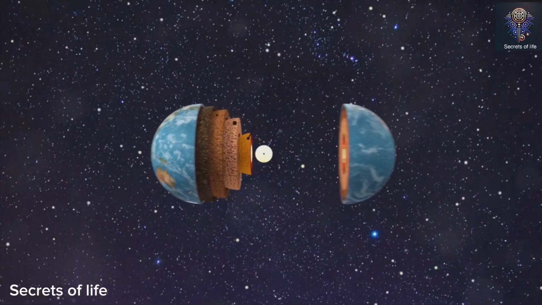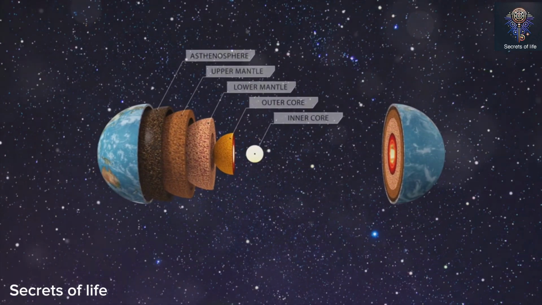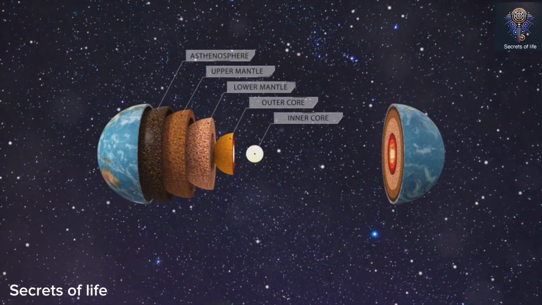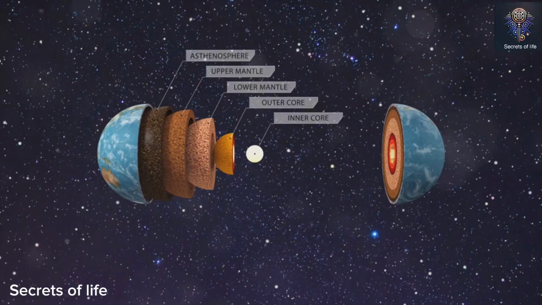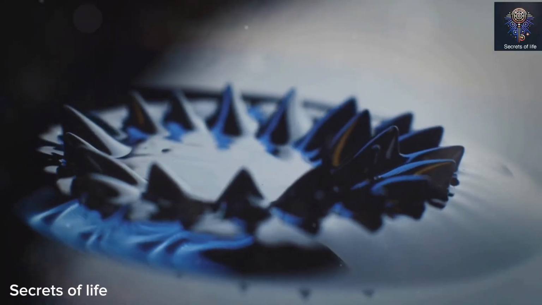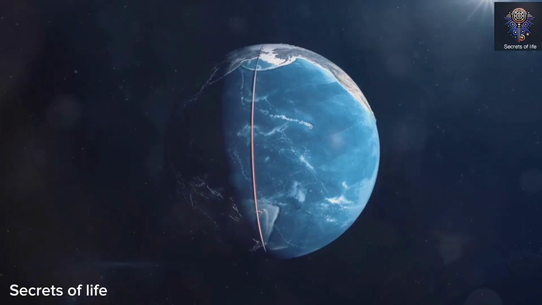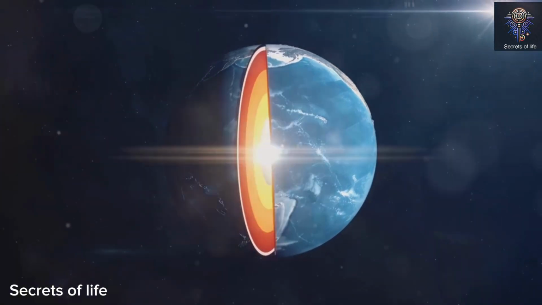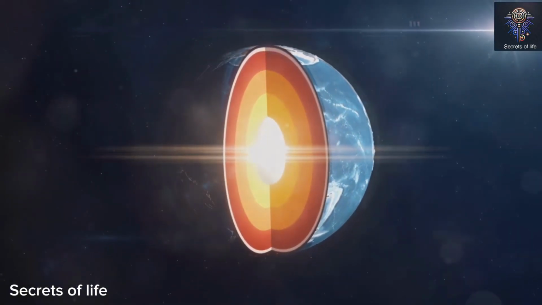The intense heat in the outer core is caused by the decay of radioactive elements and the residual heat from the Earth's formation. The liquid iron and nickel in the outer core are in constant motion. This motion generates electric currents, which in turn create a magnetic field that surrounds the Earth.